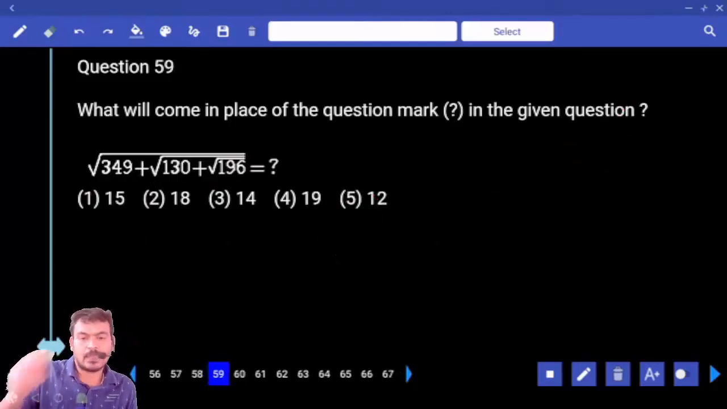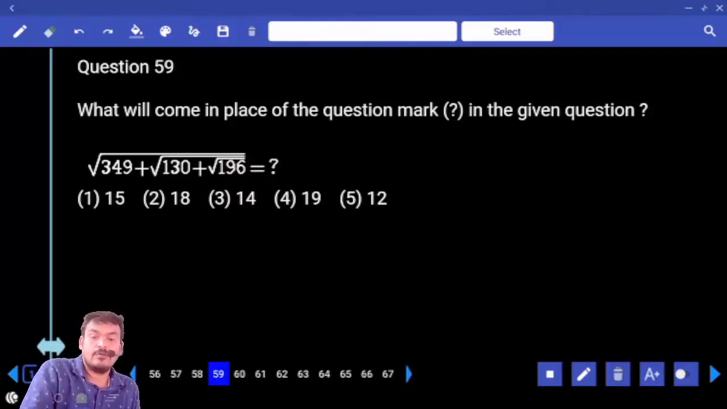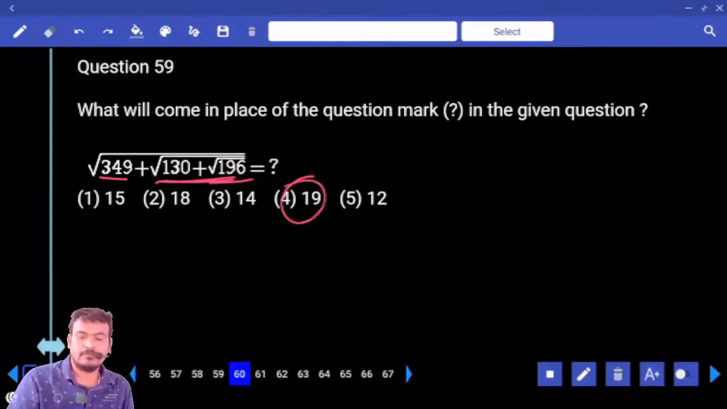Next, 59. First priority, square root of 196. What is the square root of 196? 14. 130, sorry, 130 plus 14, 144. Square root of 144, 12. 349 plus 12, 361. It is the square of 19.